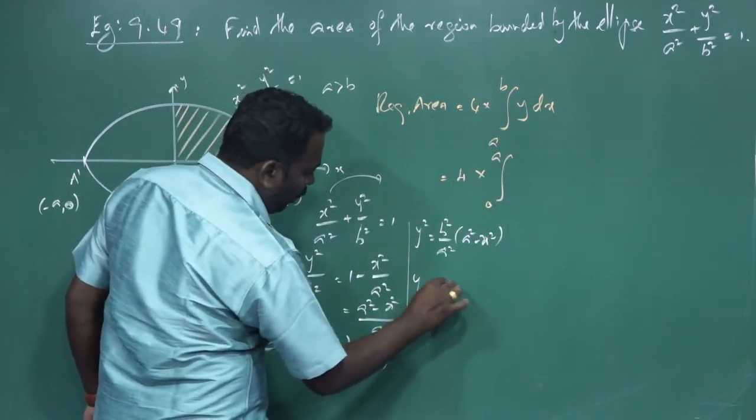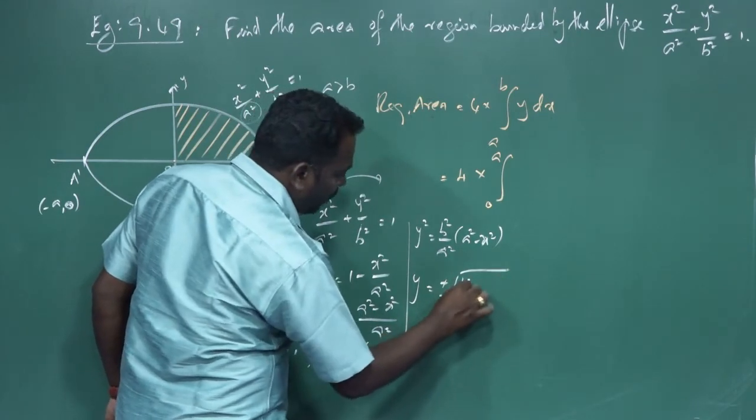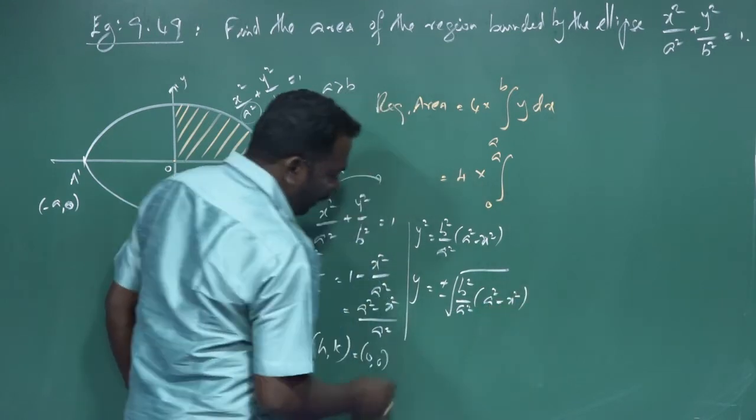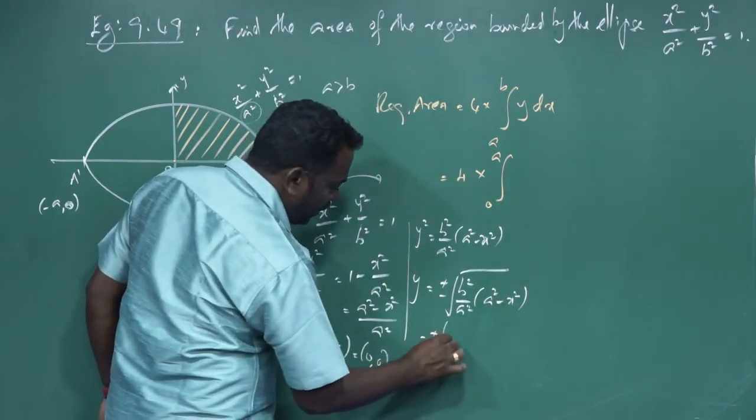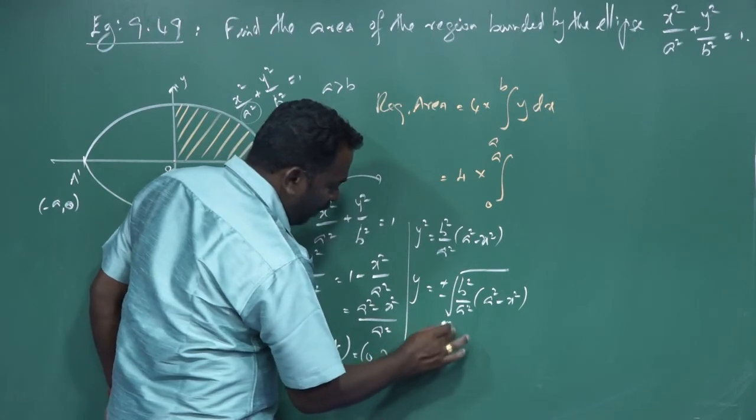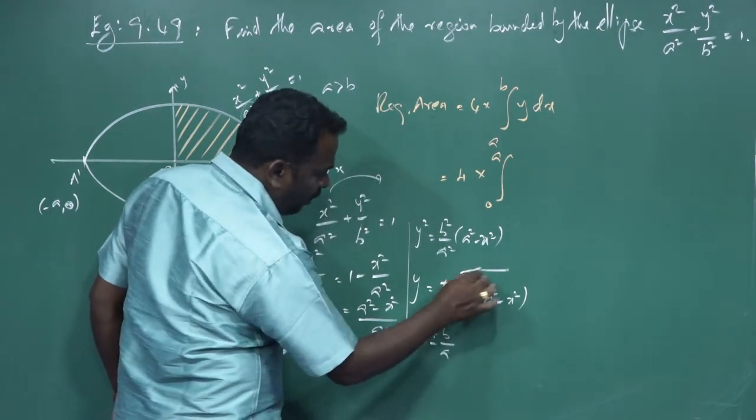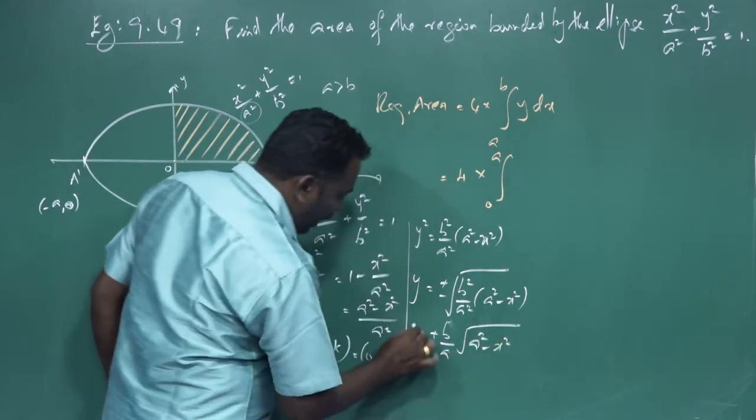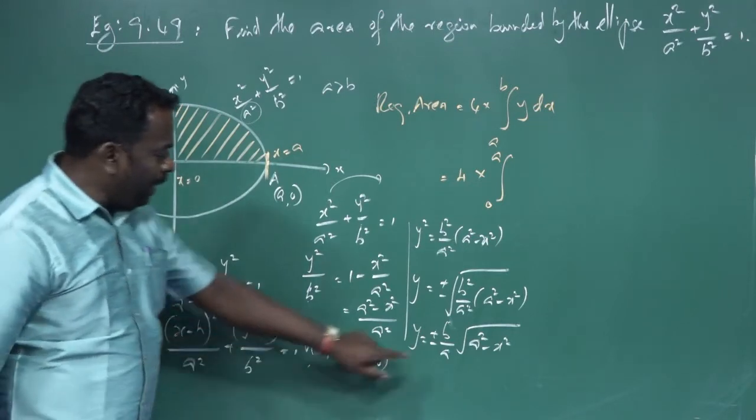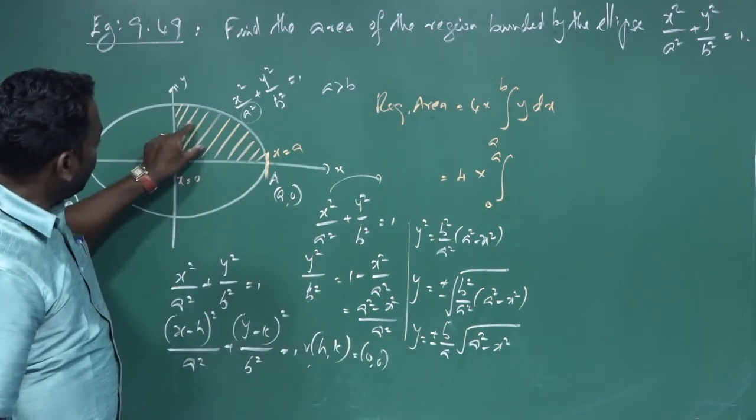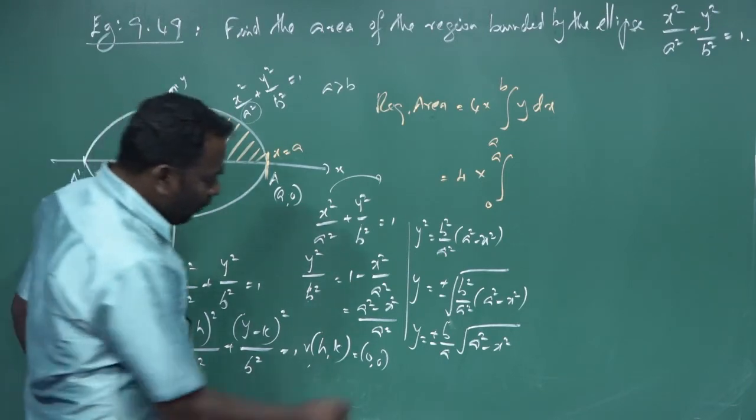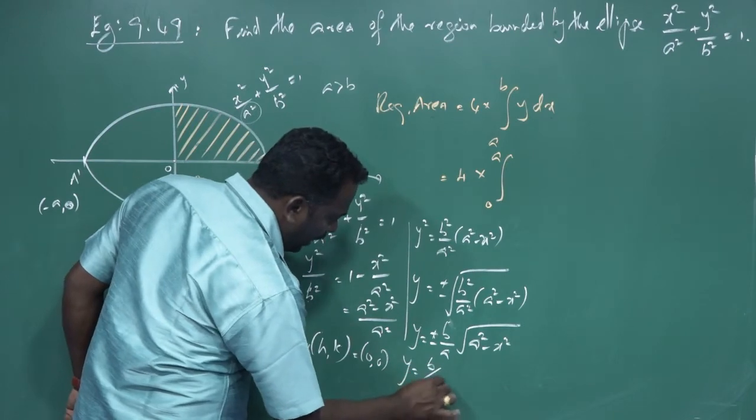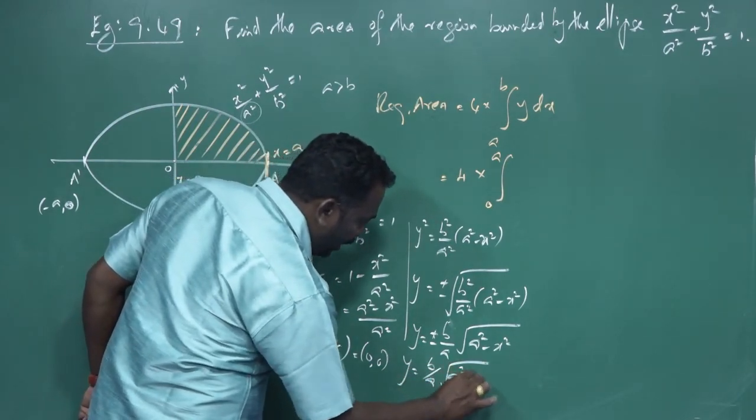Now we need only y. Therefore y is equal to plus or minus the square root of b square by a square into a square minus x square. That is equal to plus or minus b by a into the square root of a square minus x square, and that is called y. Now, in the first quadrant both x and y values are positive, therefore we can take the positive value of y, which is b by a into the square root of a square minus x square.